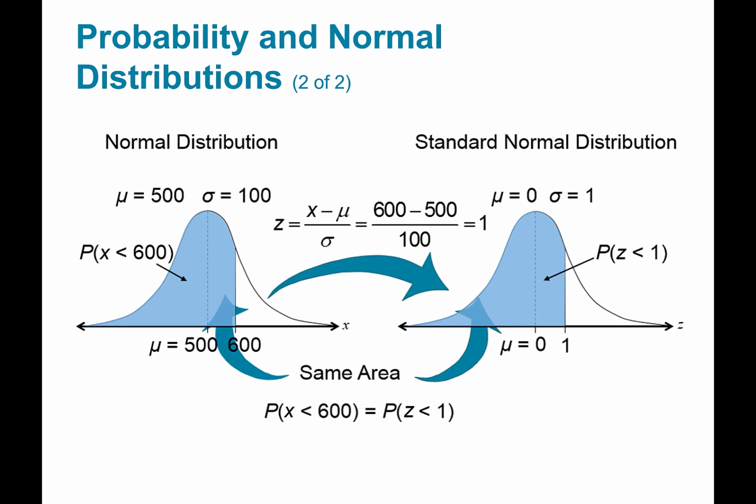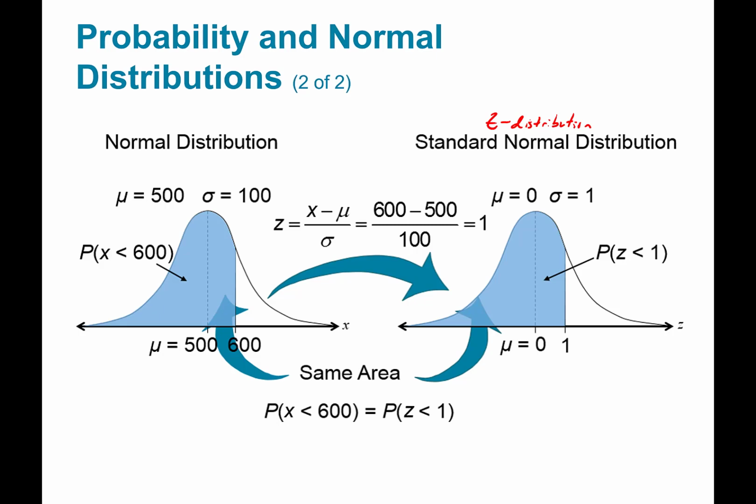To find the area under any normal distribution, we're going to convert it to the standard normal distribution. Remember, the standard normal distribution is just the z distribution. And to convert from any normal distribution x to the z distribution, we're just going to use our z-score formula. Remember, z is equal to x minus mu divided by sigma, or z is equal to the data value minus the mean divided by the standard deviation.